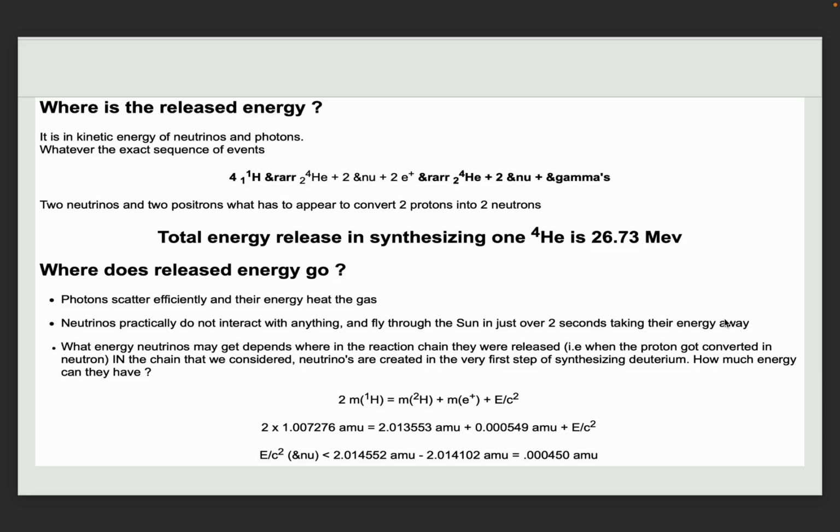What energy a neutrino gets depends on the reaction chain, when the proton gets converted into a neutron. In the chain that we considered, neutrinos are created in the very first step of synthesizing deuterium. How much energy can they have? We can compute that from the atomic physics relation.